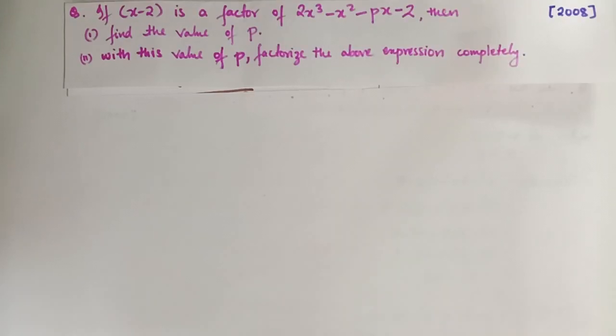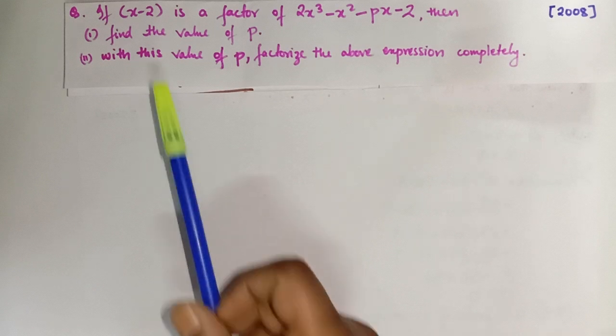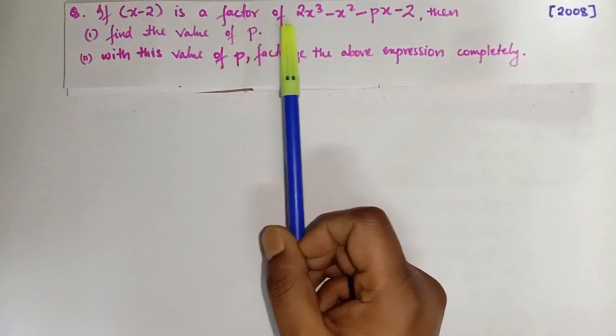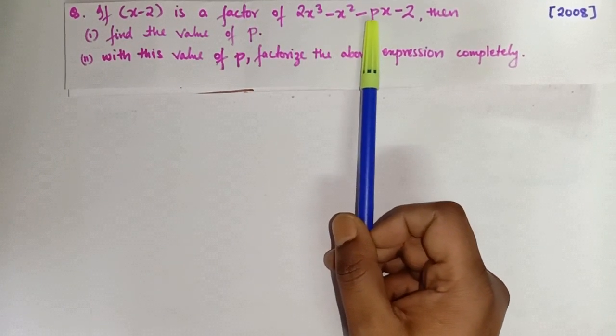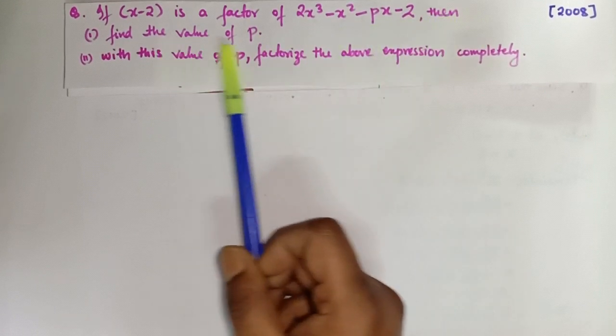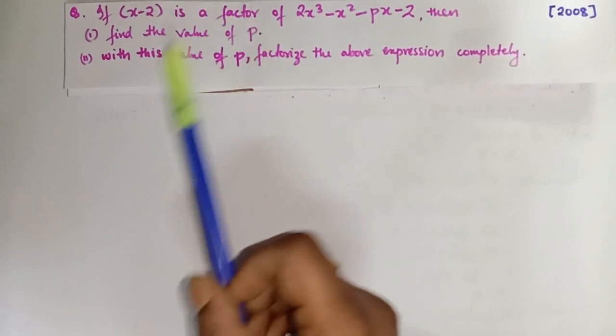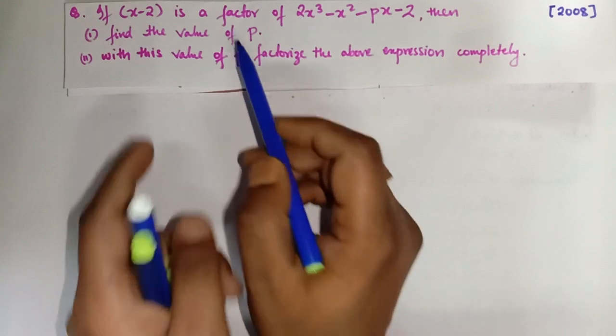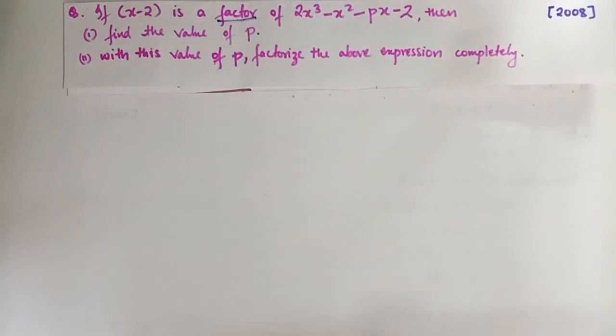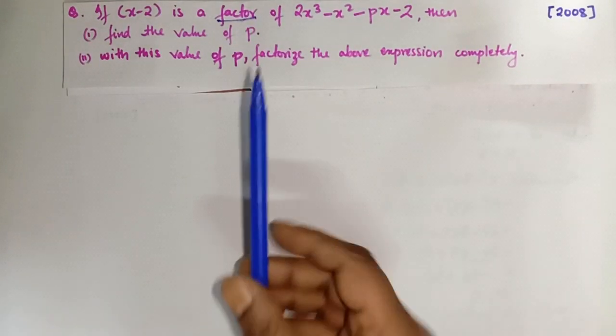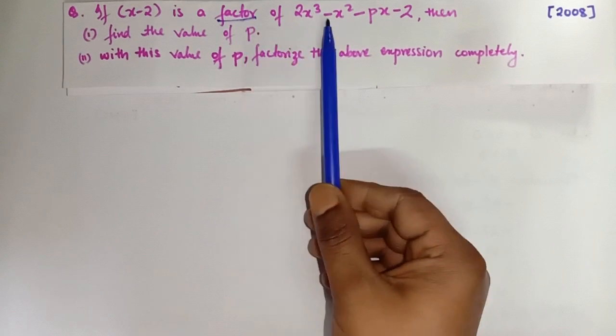Now let's solve this question. You can see the question. What they have given is that if x minus 2 is a factor of 2x cube minus x square minus px minus 2, then find the value of p. We have already done this in my previous sum. Factor means the remainder should come 0. So we'll take remainder 0 and we'll find the value of p.